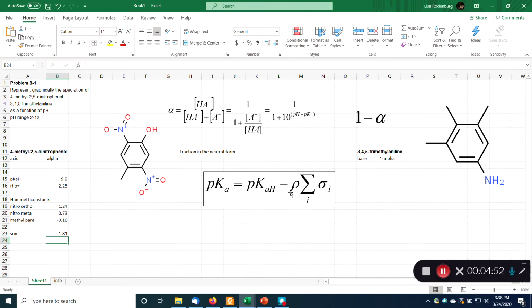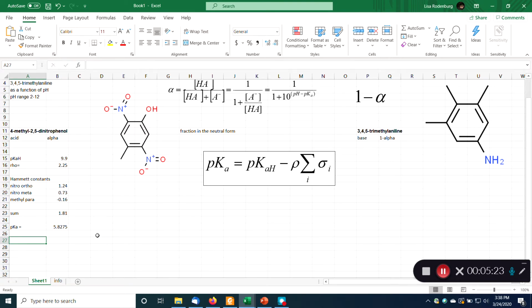1.81, multiply that by rho, so pKa of this chemical is the pKa of the unsubstituted compound which is 9.9, minus rho, which is 2.25, times the sum of the Hammett constants, which is here, and our pKa is 5.8275. So that's our pKa. Now we want to plot the speciation graphically.